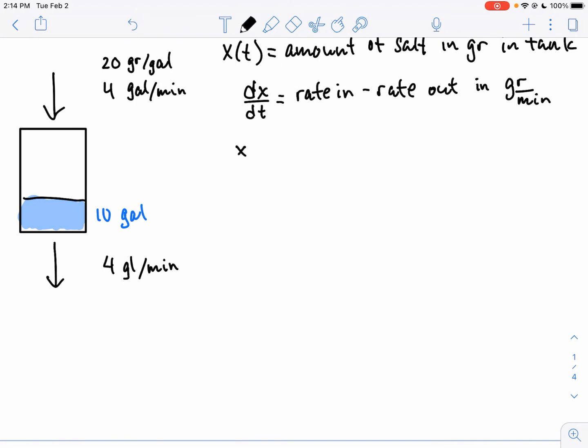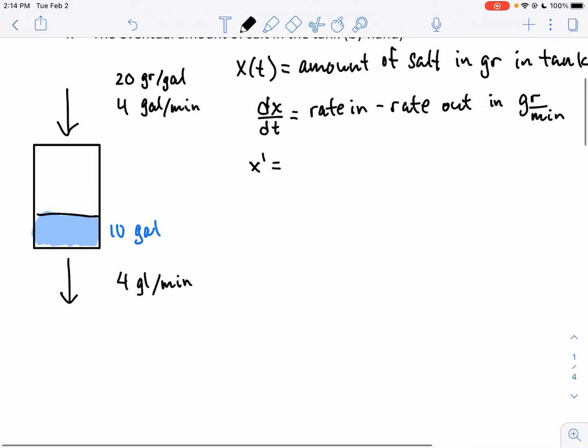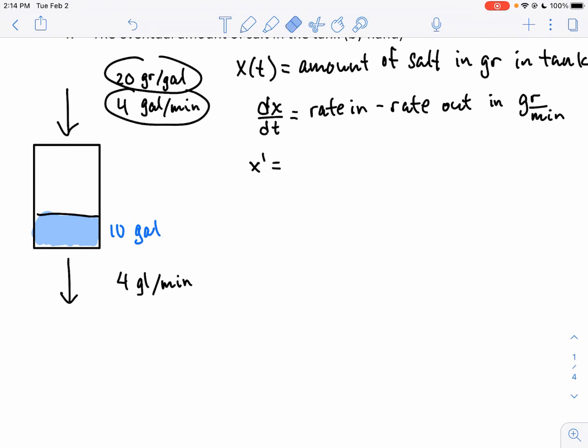So dx dt is simply x prime, so I'll go back to x prime. x is our dependent variable, t is our independent variable. The rate in is 20 grams per gallon times 4 gallons per minute. This tells me how many grams per minute. Remember, we're after grams per minute here. If you multiply them, this gives us 80 grams per minute entering the tank.